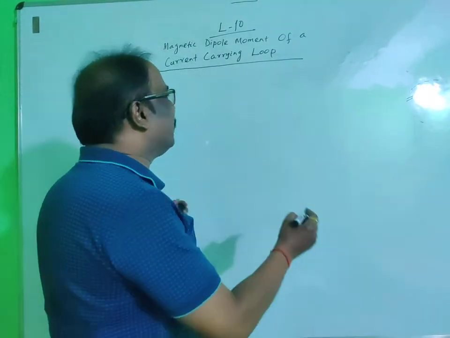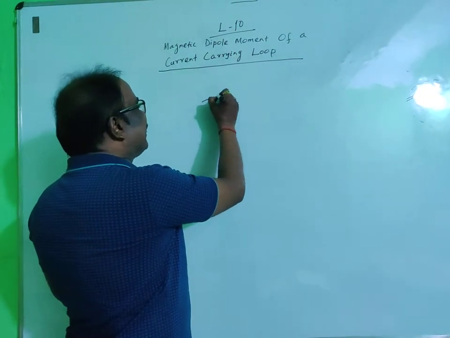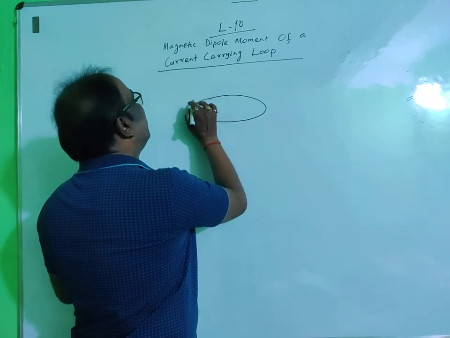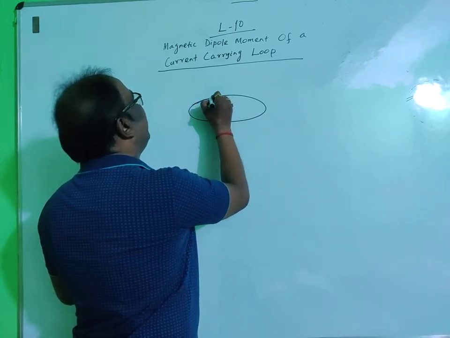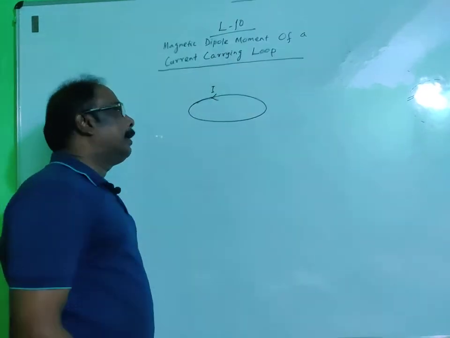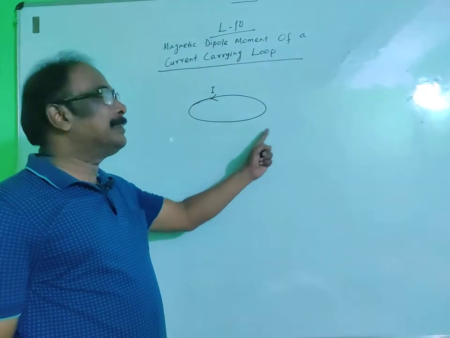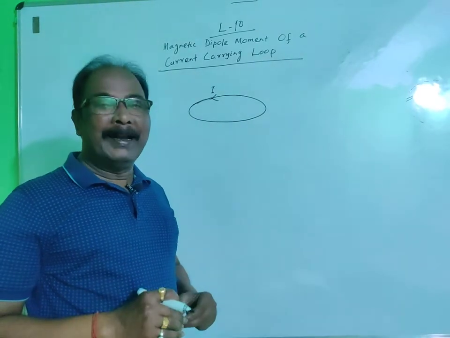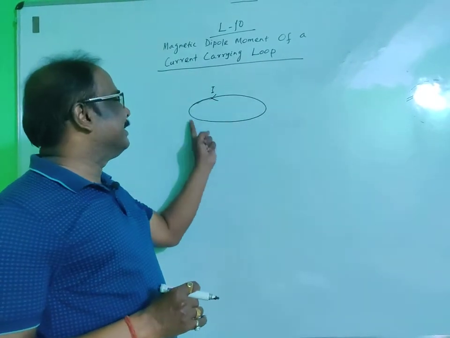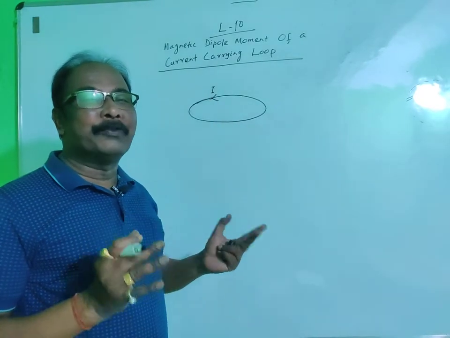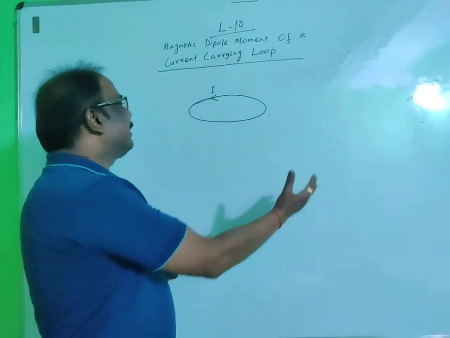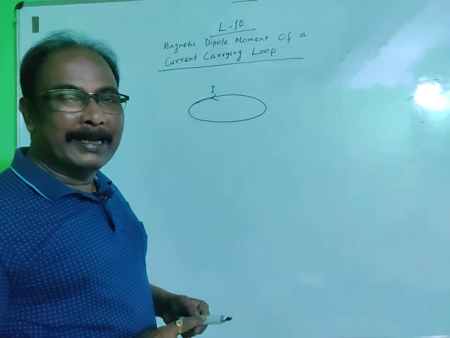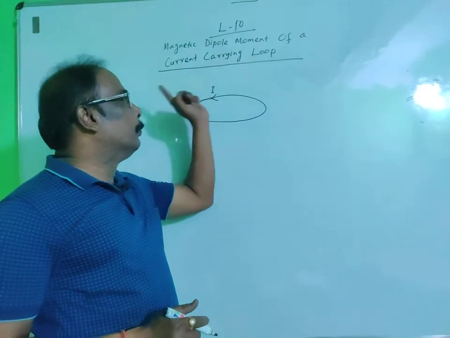Say this is a current carrying loop, and current flowing through this loop is I. Let's imagine this is a circular conductor to which a source of EMF is provided. Just think like this, and in this circular loop current I is flowing. I have given current in anti-clockwise order. You may take clockwise order, we will see different cases. So this is a current carrying loop.